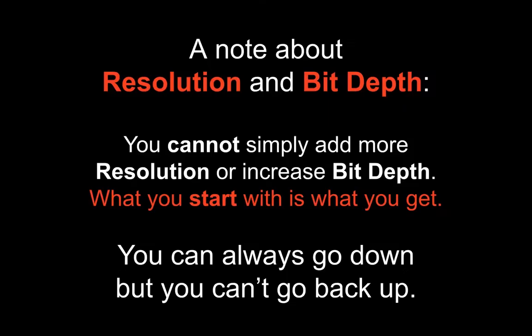A note about resolution and bit depth: you cannot simply add more resolution or increase bit depth. What you start with is what you get. You can always go down, but you can't go back up. So if you're shooting, you might want to shoot in RAW, and you can always save it as a JPEG and get progressively less, but you can't start with a 72 PPI JPEG and get a 300 PPI quality photo.